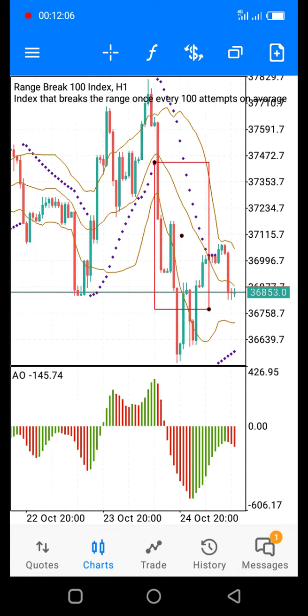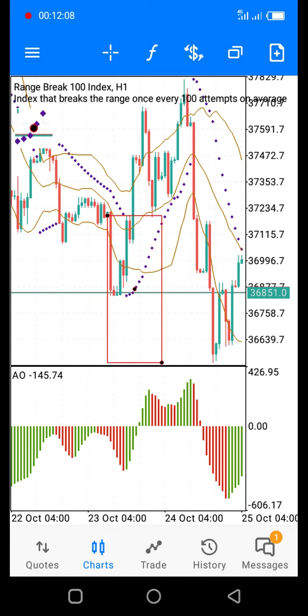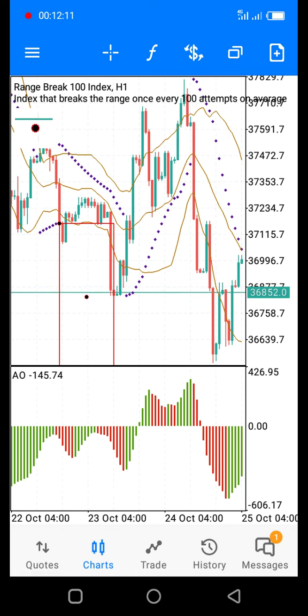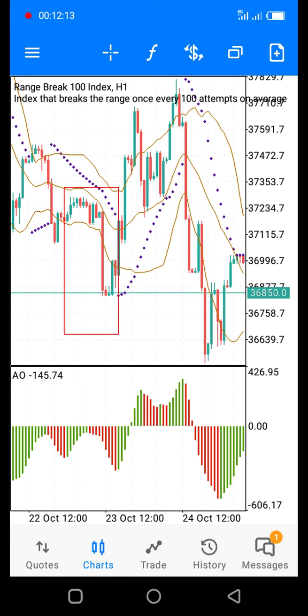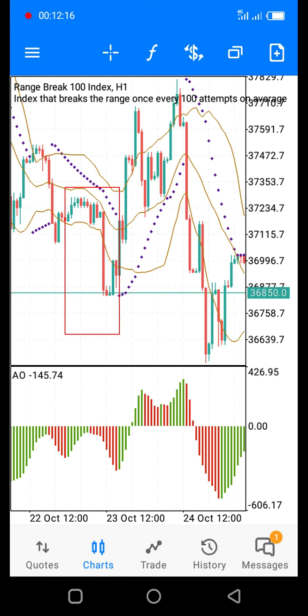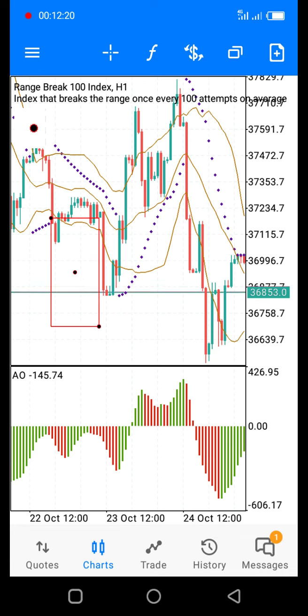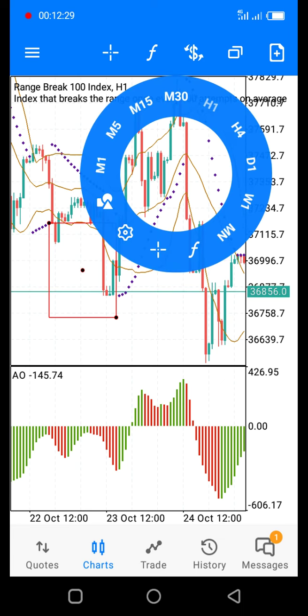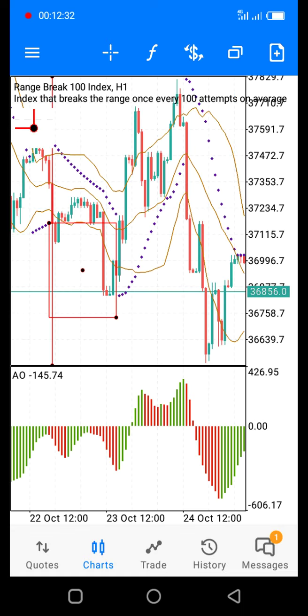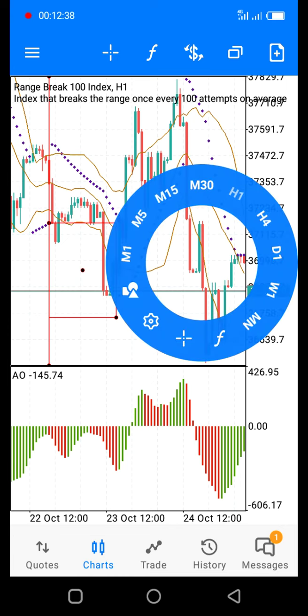Let's keep checking it out, guys. We have another sell signal here, another sell signal on the range break. And this is on 22nd now. We have another sell signal here down to here. So what happened? Let me put a vertical line from this particular zone where we carved it out.